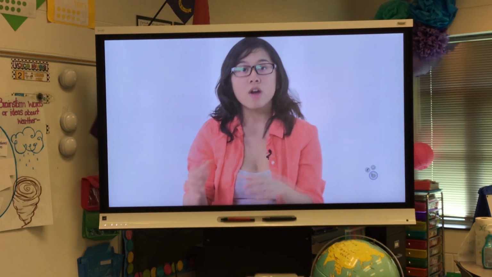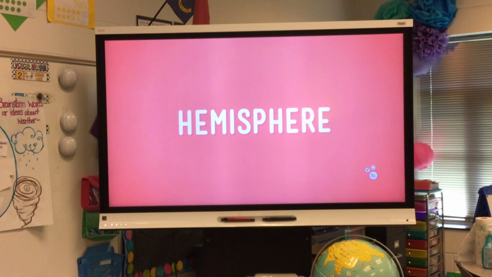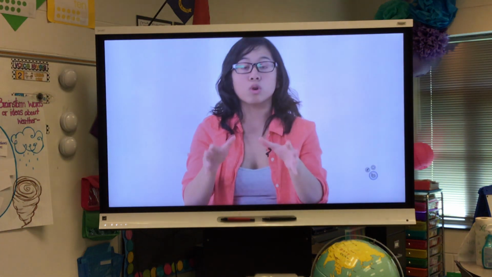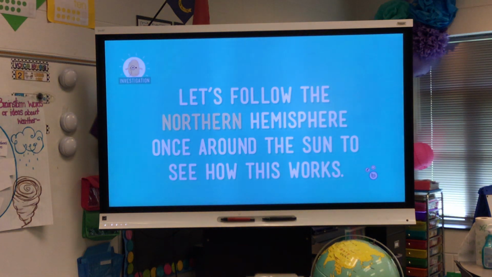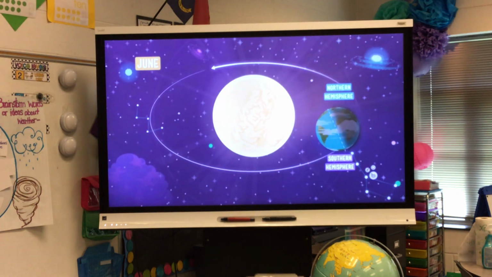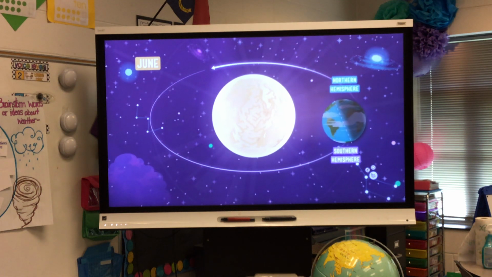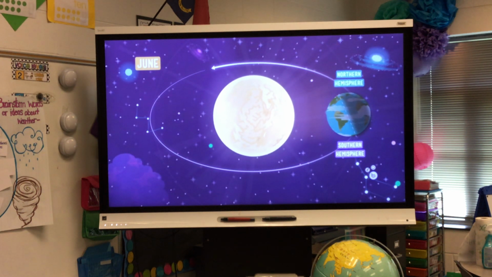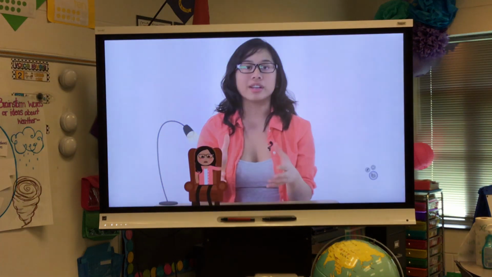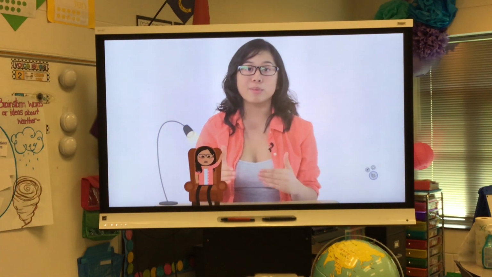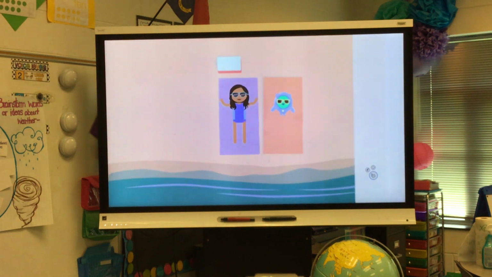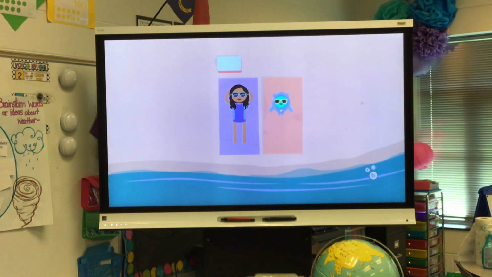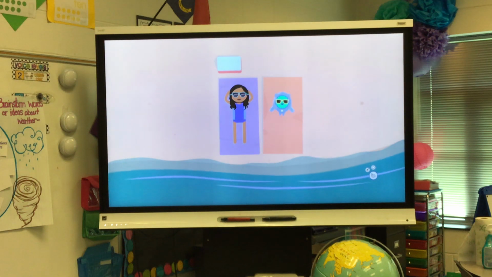Since the Earth is tilted, for part of the year, one of the hemispheres, which is half of the Earth, is leaning toward the sun, and the other part of the year, it's leaning away. Let's follow the northern hemisphere once around the sun to see how this works. In June, the northern hemisphere is tilted towards the sun. This means that it's getting a lot of direct sunlight, light that's hitting it straight on. If you ever sat directly underneath a bulb, you know that things can get pretty hot, and that's exactly what's happening to the northern hemisphere. It's summertime and the living is easy. Temperatures are warm and days are long.